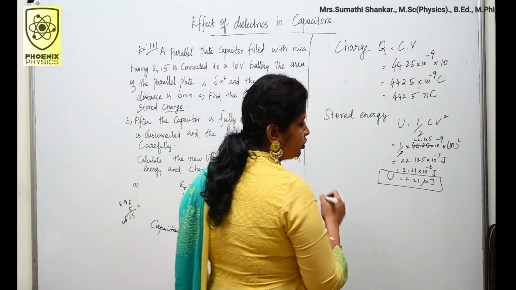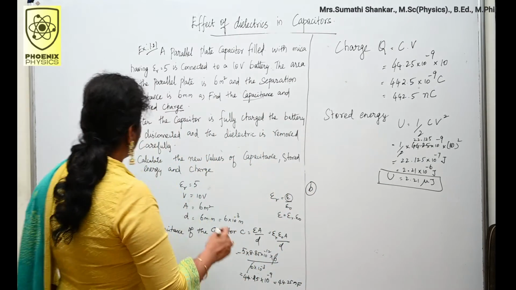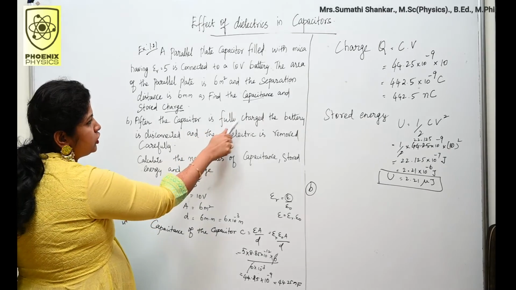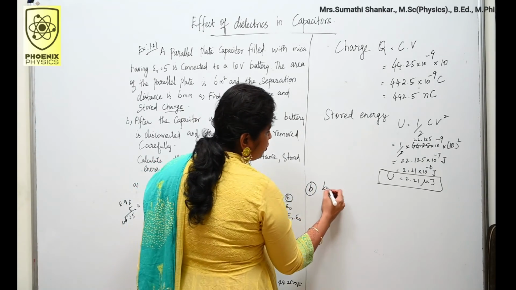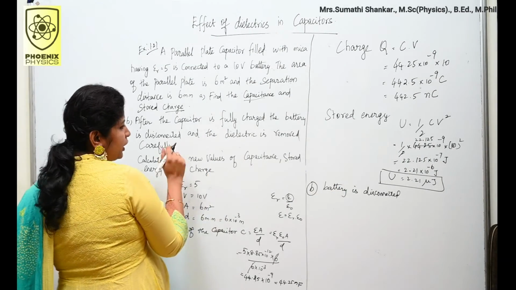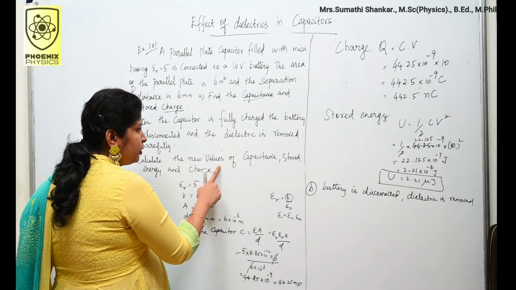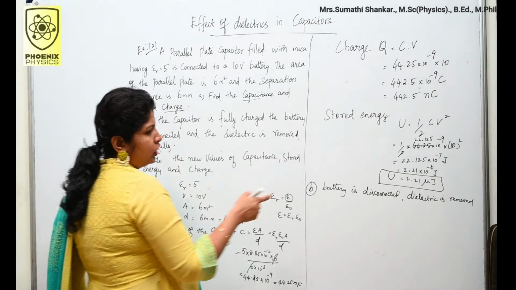So first subdivision is over. Then B subdivision. After the capacitor is fully charged, the battery is disconnected. So battery is disconnected and dielectric is removed carefully. Calculate the new values of capacitance, stored energy and charge.